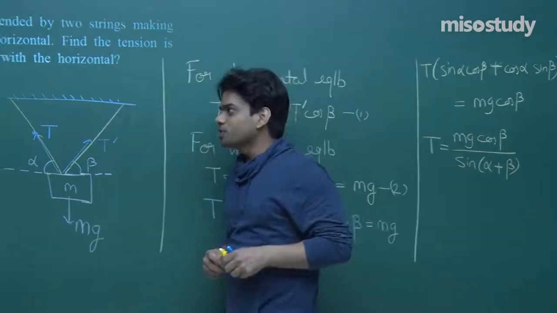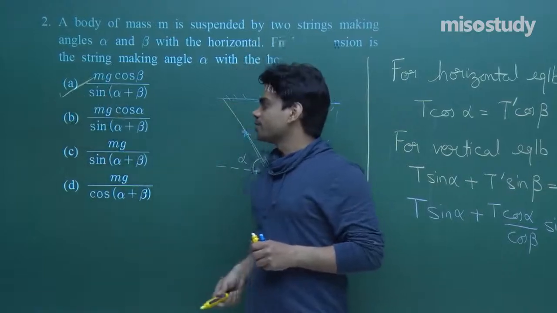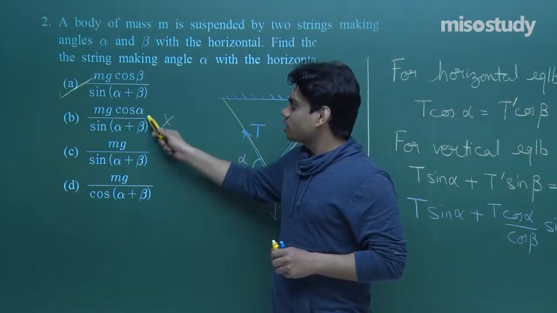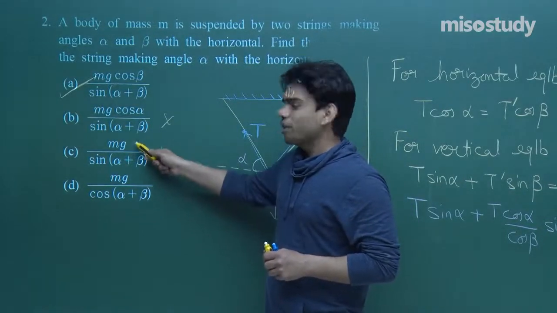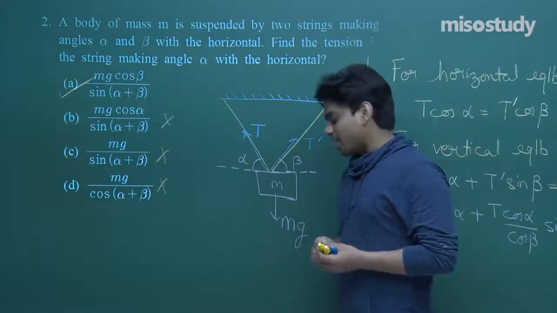Let's go ahead and check the options. Mg cos beta upon sin alpha plus beta, that is option number A, the right answer. B is incorrect, it has cos alpha. Here no trigonometrical function is given. This is also incorrect. Only option number A is the right answer.